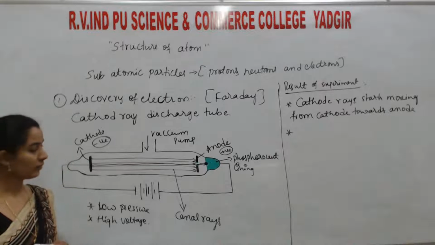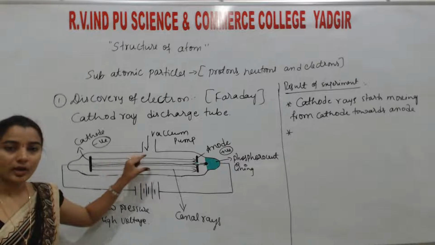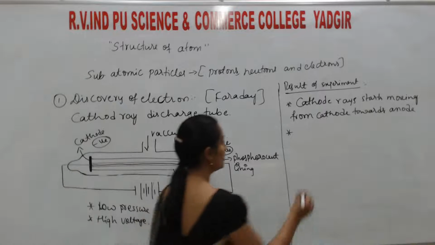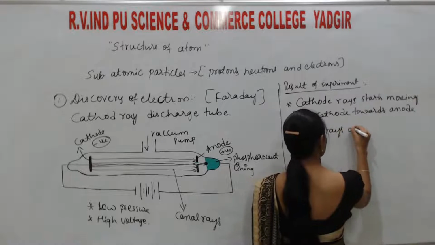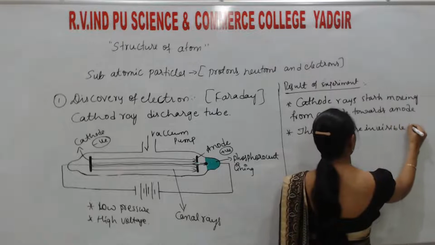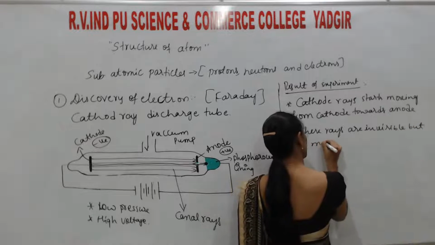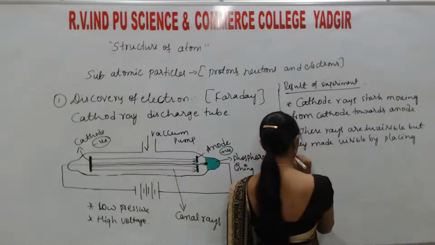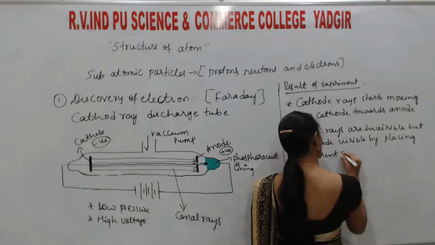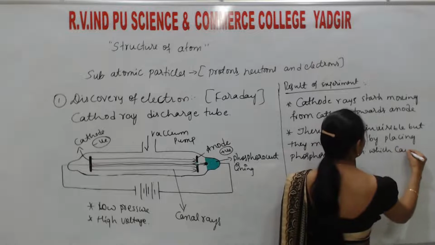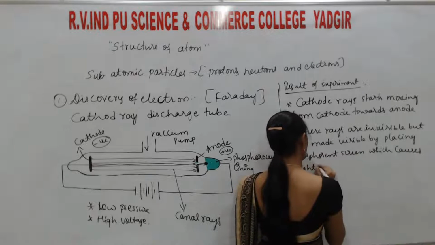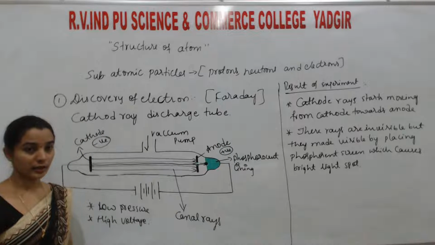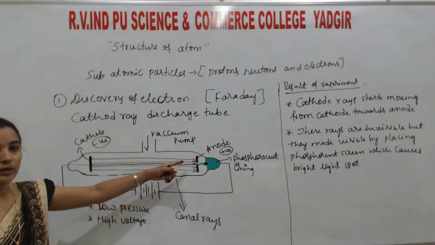Second one is what? These rays cannot be visible, but they are made visible by placing a phosphorescent screen, which causes a bright light spot. Okay, that is the second result. Of course, as I told you, they are invisible, but they are confirmed by the phosphorescent light.